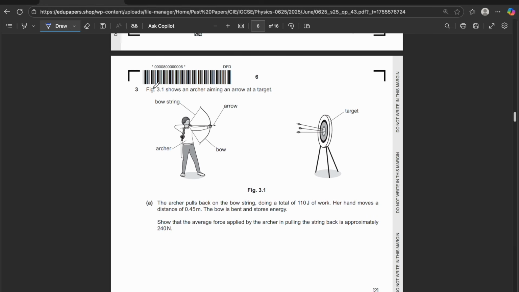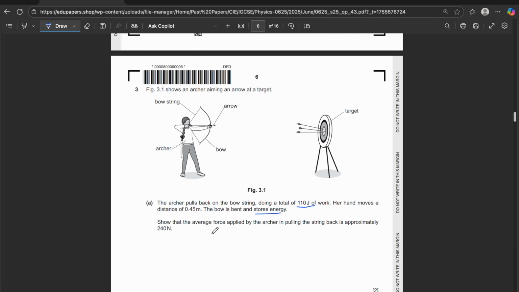Figure 3.1 shows an archer aiming an arrow at a target. The archer pulls back on the bowstring, doing a total work of 110 joules of work. Her hand moves a distance of 0.45 meters. The bow is bent and stores energy. Show that the average force applied by the archer in pulling the string back is approximately 240 newtons.